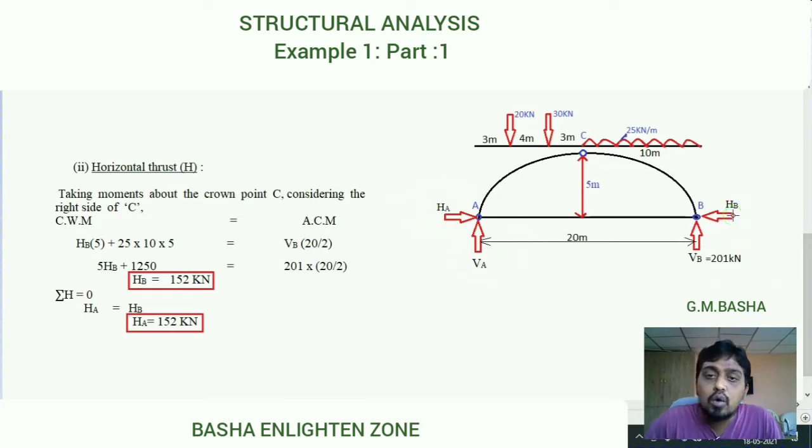So see here how the procedure goes. Taking moments about the crown point C, considering the right side of C. So here we are considering the right span. This is the right span and this is the left span. For the diagram this one will be right and this one will be left, but for the student or any lecturer observing, this one will be the right span and this one will be the left span. So we are considering the right span, resolving moments on the right span.